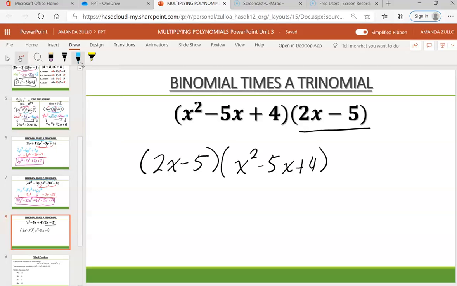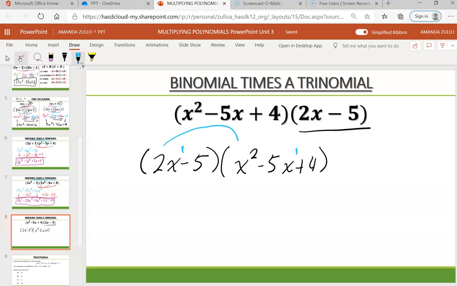And again, I think we kind of have the gist of this. So again, if it's helpful for you, you could put those ones so you don't forget to add. But again, you're just taking this 2x, multiplying it by everything in the second quantity. When we're done, you're going to take that negative 5 and do the same. Combining your like terms, and then you get your answer.